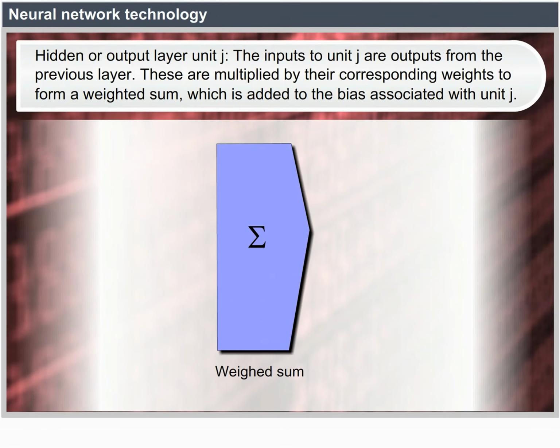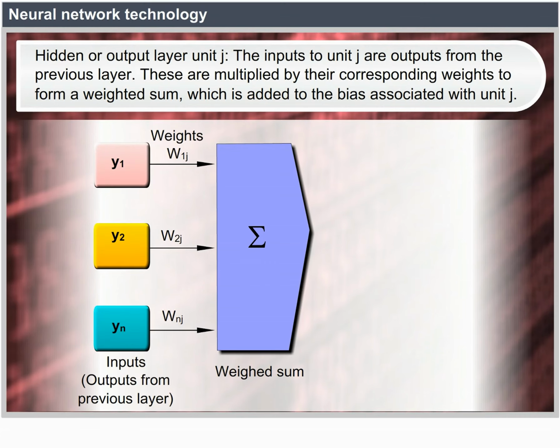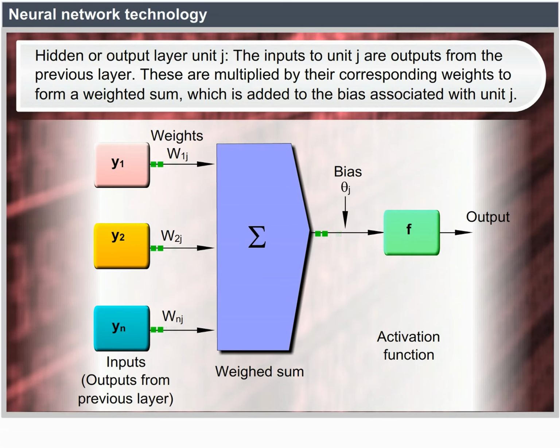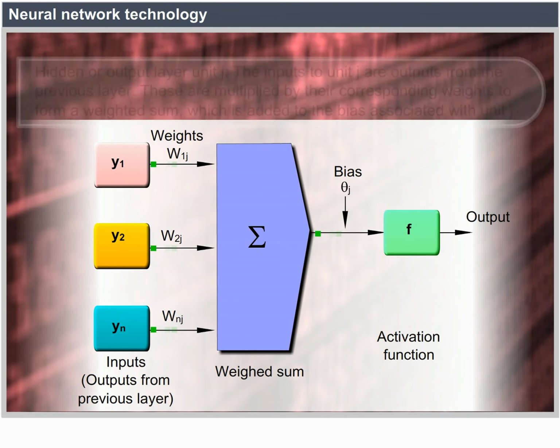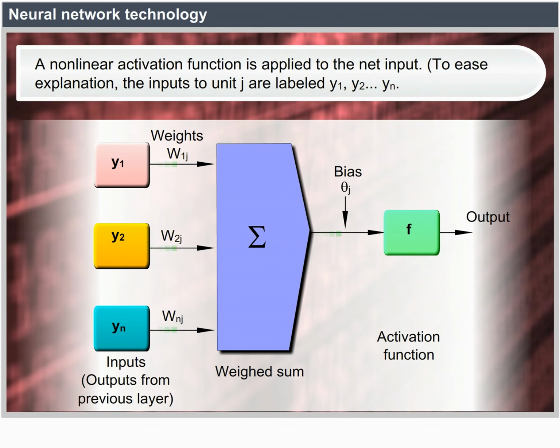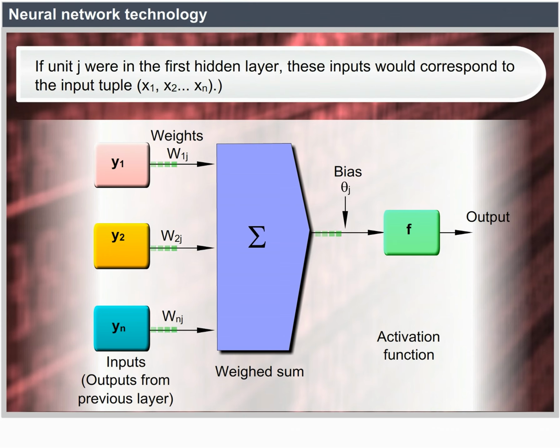The inputs to unit j are outputs from the previous layer. These are multiplied by the corresponding weights to form a weighted sum, which is added to the bias associated with unit j. A nonlinear activation function is applied to the net input. For ease of explanation, the inputs to unit j are labeled y1, y2, going up to yn. If unit j were in the first hidden layer, then these inputs would correspond to the input tuple x1, x2, going up to xn.